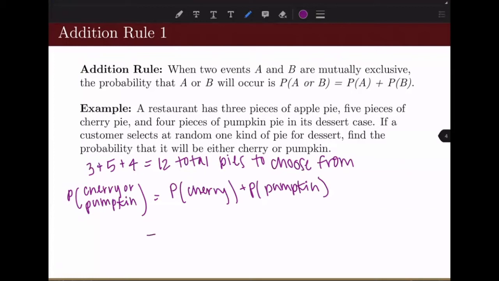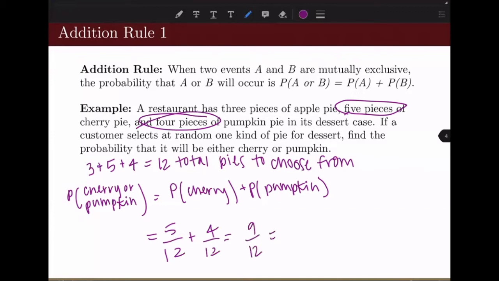Cherry was 5 pieces, so we'll have 5 out of 12, plus the probability of pumpkin, which was 4, so that's 4 out of 12. That's equal to 9 out of 12, which simplifies to 3/4.